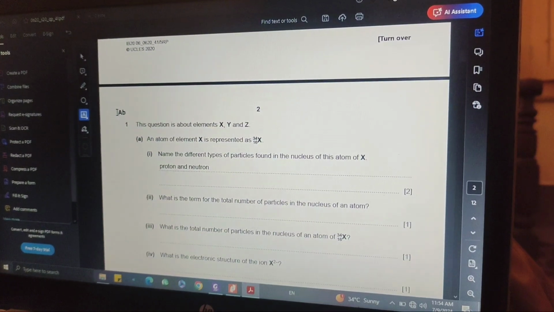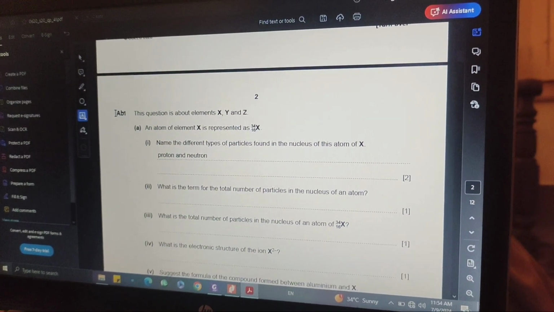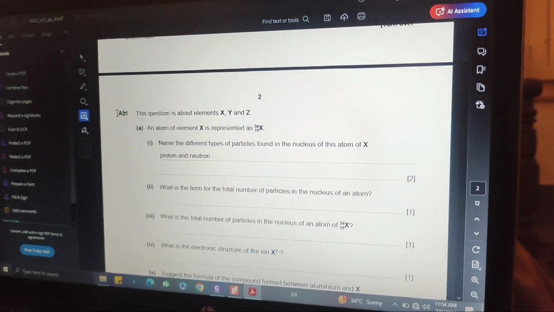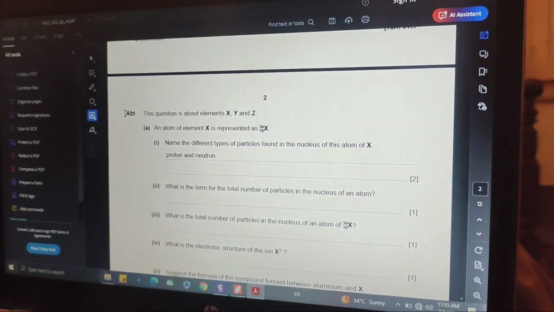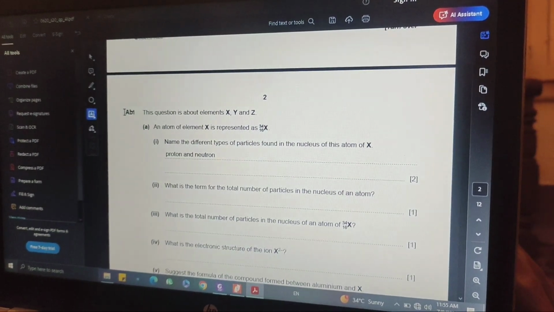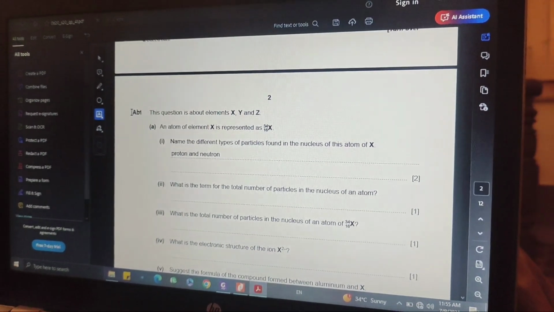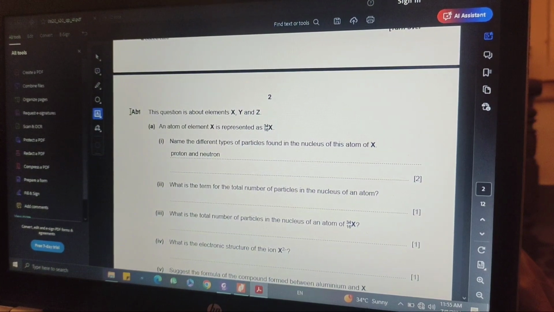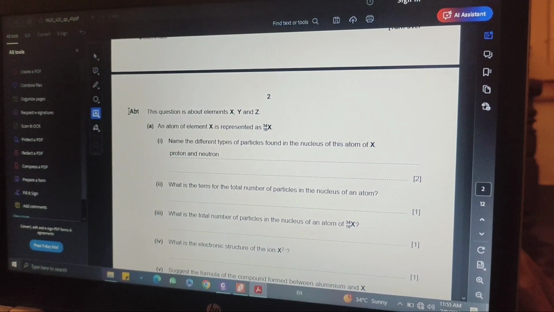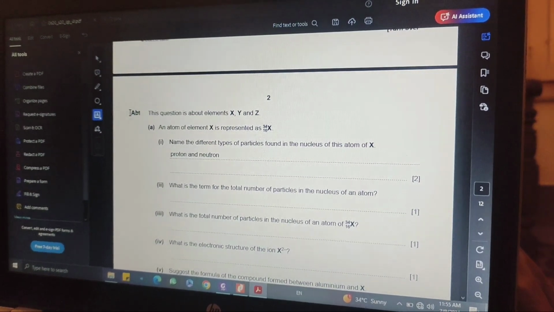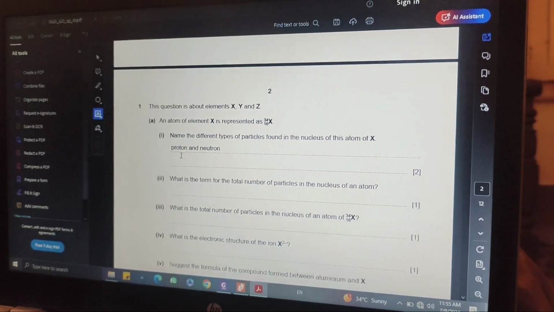Question number one. This question is about elements X, Y, and Z. An atom of element X is represented as X 16 34. Name the type of particles found in the nucleus of the atom. So in the nucleus of the atom, I already filled that in: the protons and neutrons.